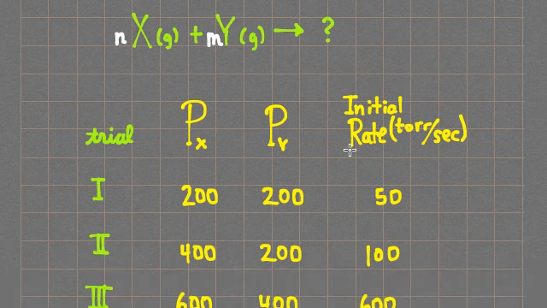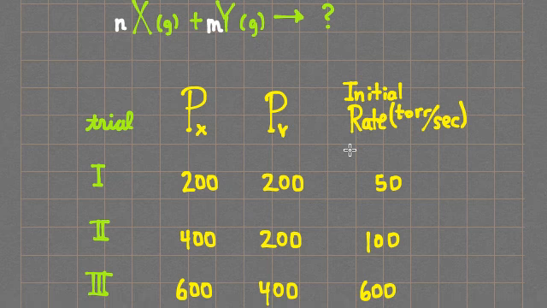As long as I have some data that describes how one of them might change holding the other constant. In this, I'm looking at gases, so I can measure it in pressure. Pressure in torr, time in seconds. Trial 1, 2, 3. In trial 1, 200 and 200 partial pressure of X and Y resulted in a rate of 50 torr per second. 400, 200 result in this rate. 600, 400 result in this rate.